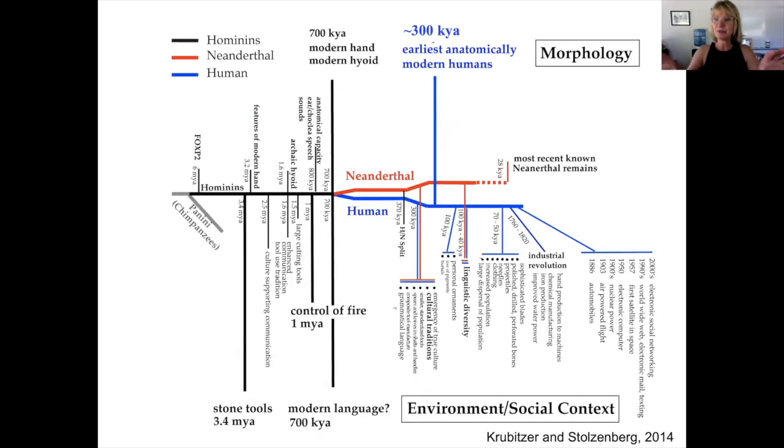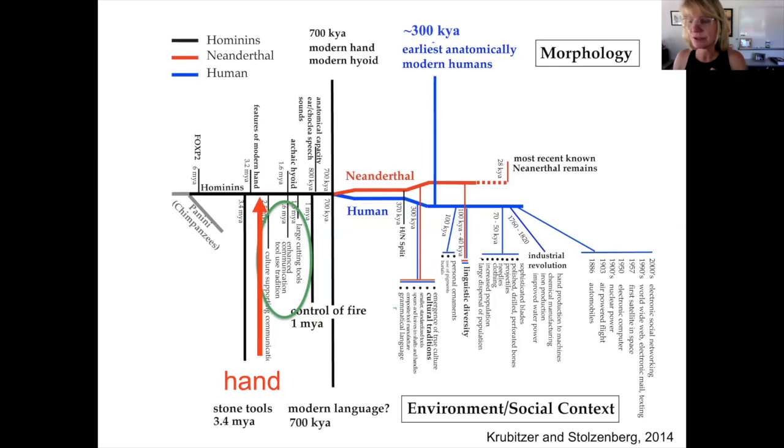So this is a little human evolutionary line here. And morphology is to the top, and environment and social context is at the bottom. And so I want to point some things out, that the human hand has been around for a very long time, but we weren't doing a whole lot with our hands, certainly not the sorts of complex manual behaviors that we engage in today, and certainly not even anything close to the tool use that we have today. Our large brains have been around for a really long time as well. So we've had these large brains and these large hands, and yet our behaviors were relatively simple and unsophisticated compared to the sorts of things we're doing today.